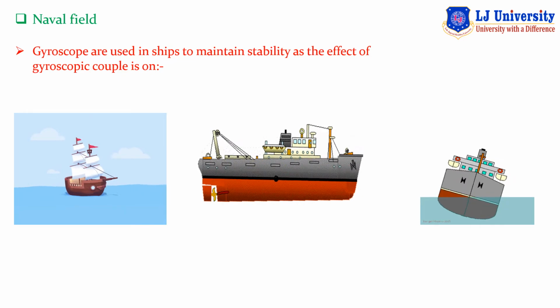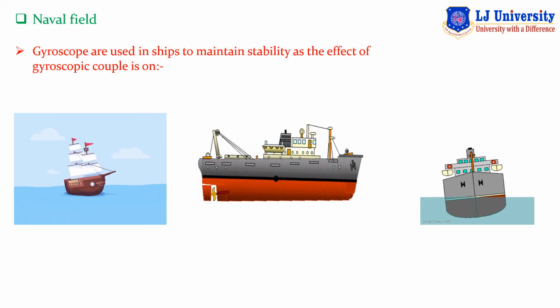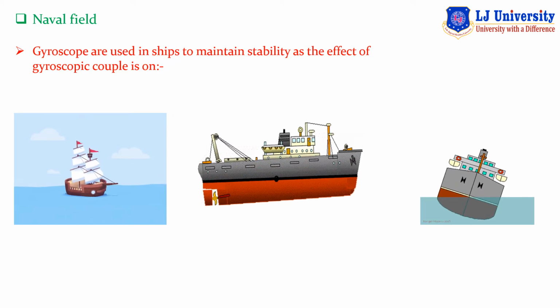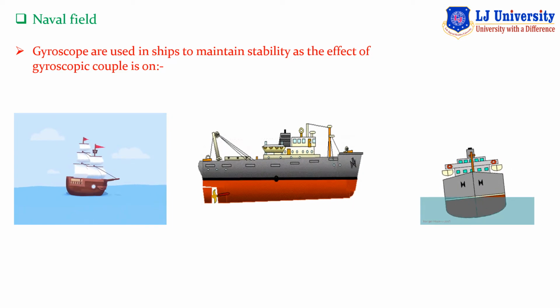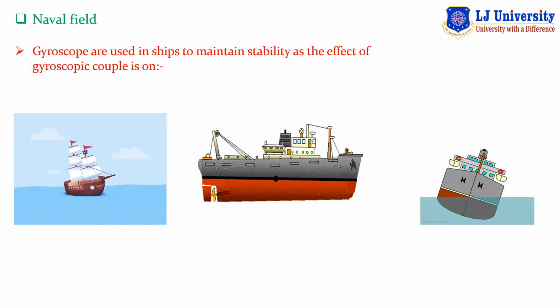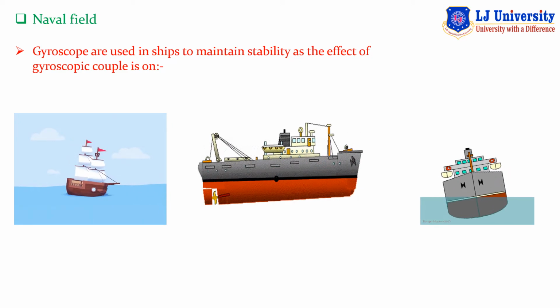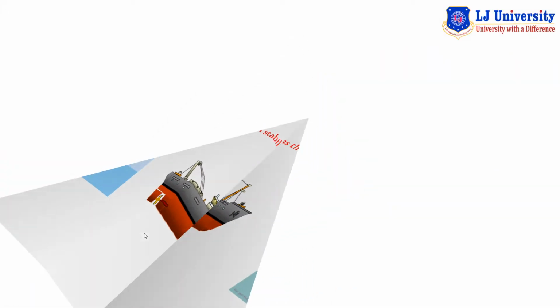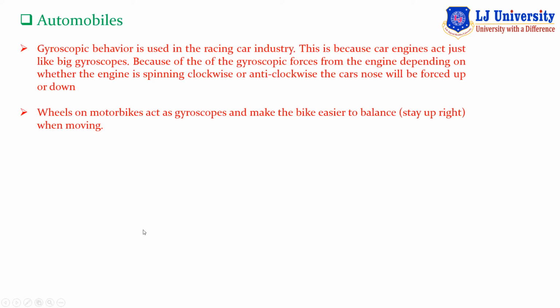For the rolling motion, if you observe from the front view, the third figure indicates the rolling motion, cyclic up and down motion of starboard and port. Okay, as you all know, the left hand side of the ship is considered the port side and the right hand side of the ship is considered the starboard side. Okay, so this is the application of gyroscope in ship.